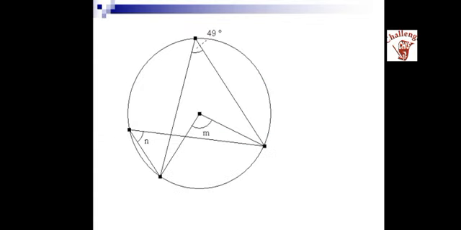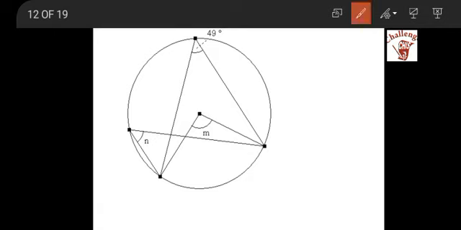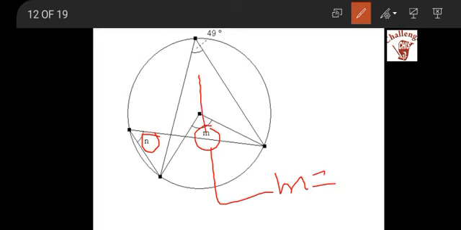Here we have another question, and this question says that we have to find the angle M and angle N. And how can we find it? It's possible to find them. First, we have a property of the angle at the center: M, the angle at the center, equals twice this angle. That means 2 multiplied by this angle.